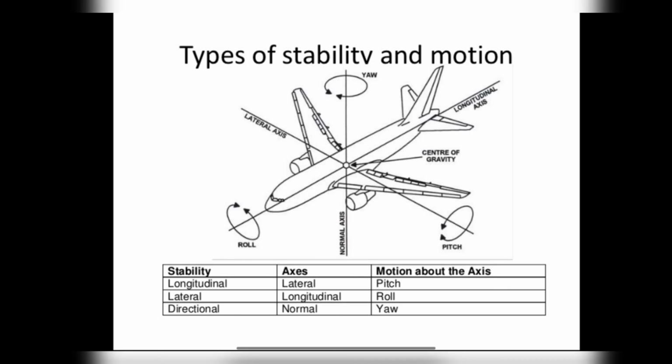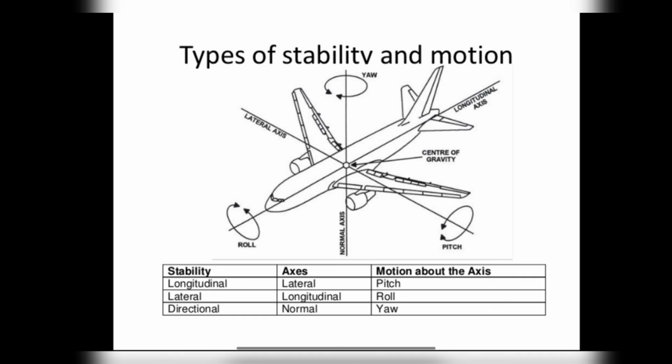So see here the types of stability and motion. The stability axis and motion about the axis are longitudinal, lateral and directional. The longitudinal stability, the axis is lateral and the motion about the axis is pitch. It is about the elevator. And then lateral stability, the axis is longitudinal and its motion about the axis is roll. This is about the aileron.